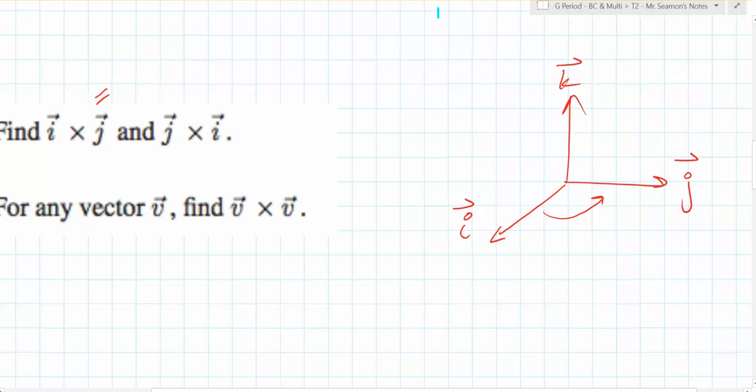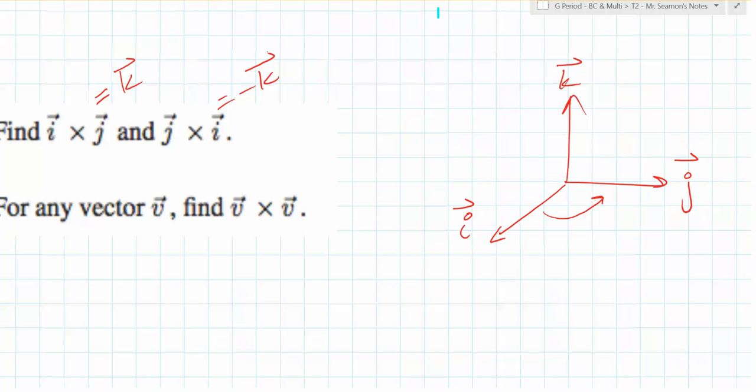If you cross i with j, what's the vector that's perpendicular to both i and j? k. What about j cross i? Negative k. Exactly. Could we do that using the matrix, the determinant form that we just used? Everybody see how it works there? So if you go from i to j, you're pointing up. If you go from j to i, you're pointing down.